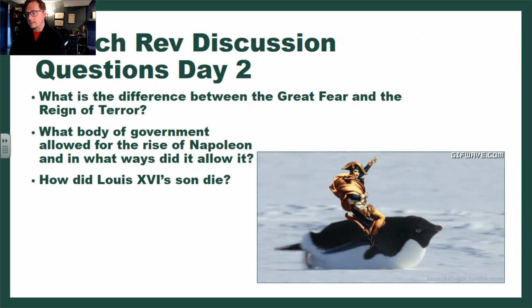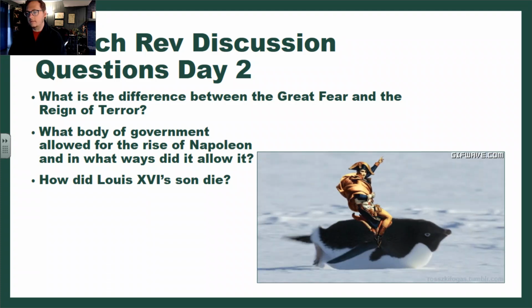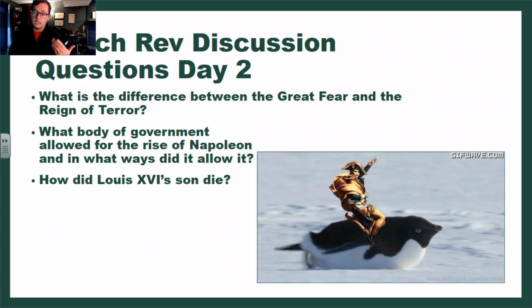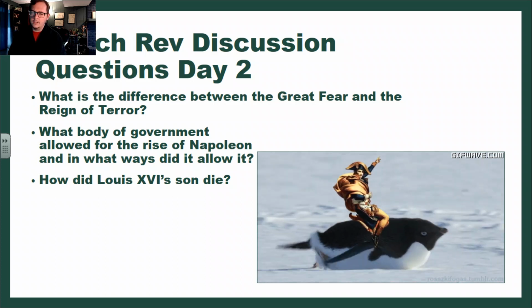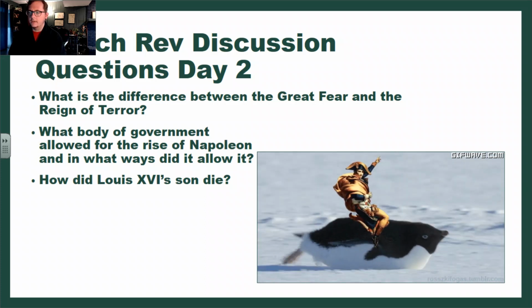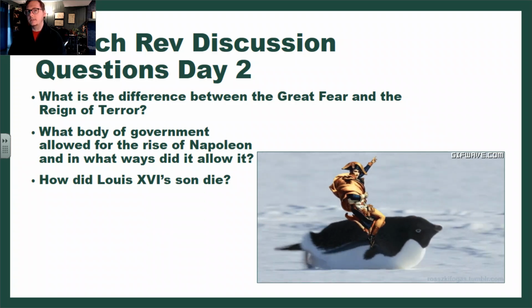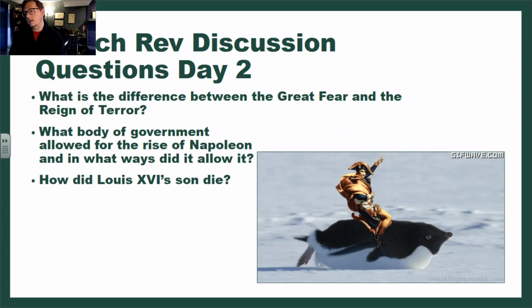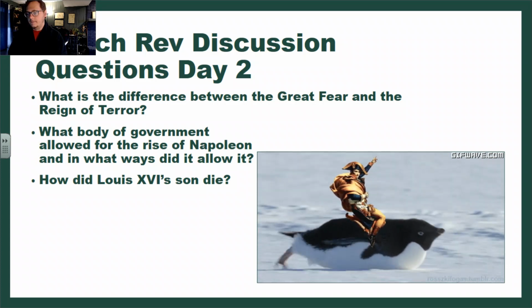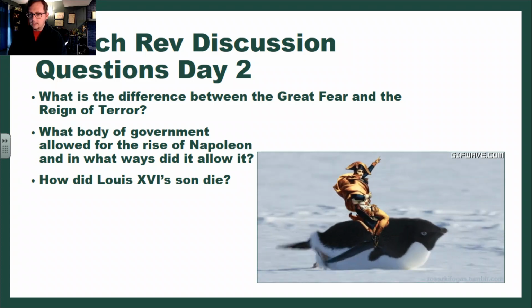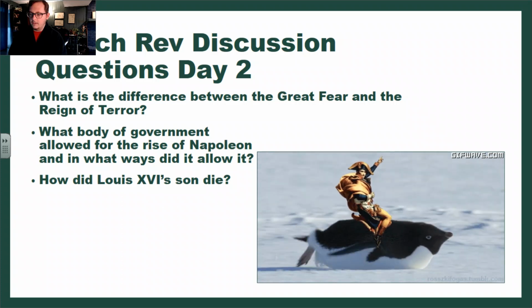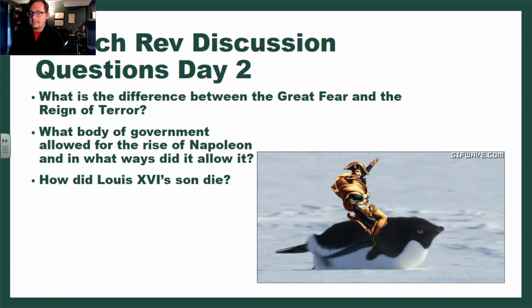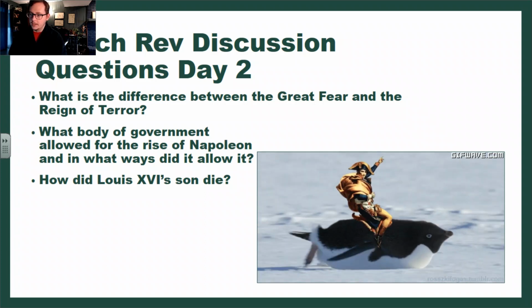Alright, so what is the difference between the Great Fear and the Reign of Terror? If you remember, pretty early on in the notes I talked about the Great Fear. It took place right after the storming of the Bastille. So it's pretty early on in this video. And then the Reign of Terror was pretty close to the end. What body of government allowed for the rise of Napoleon, and in what ways did it allow it? We just talked about that.